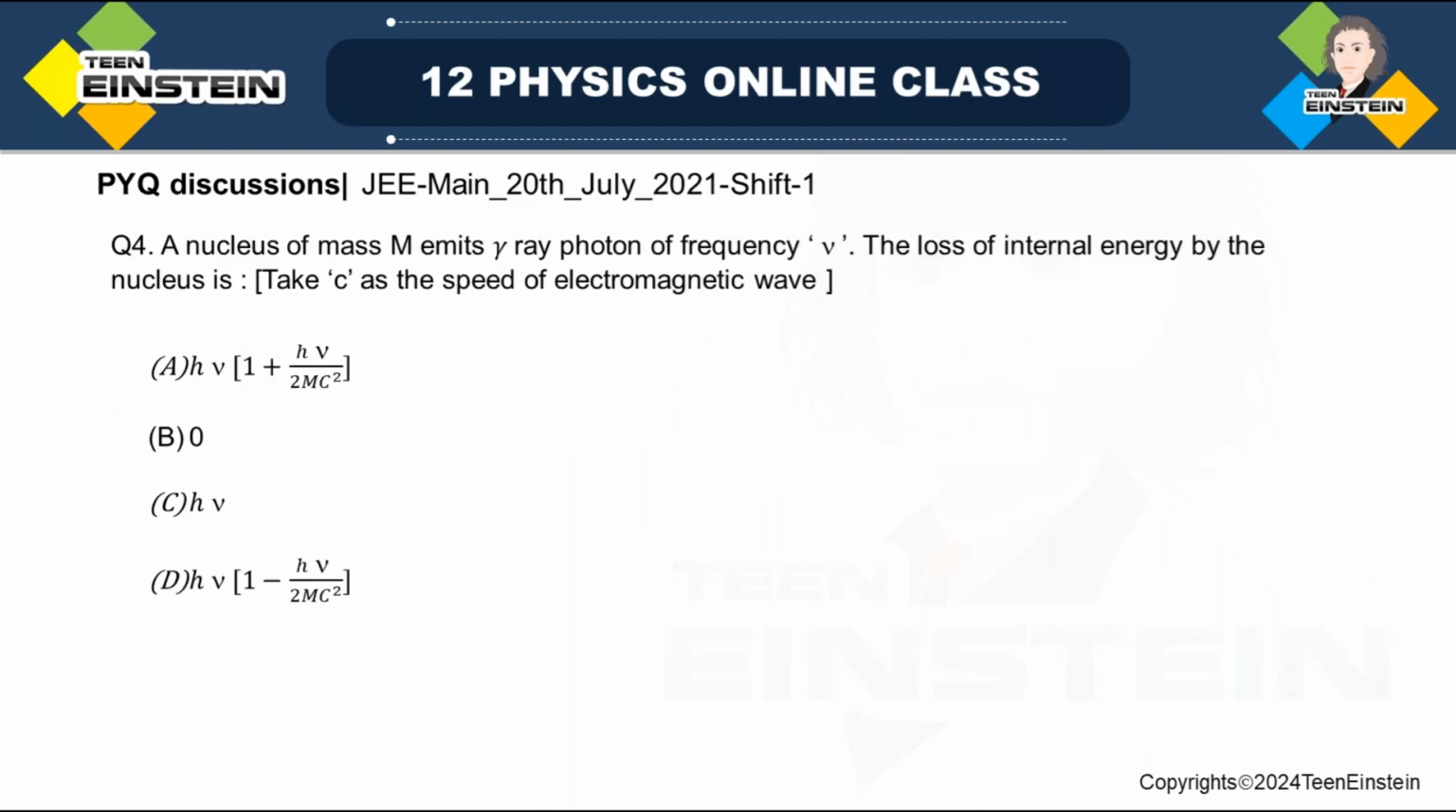Now let us take this question. This is from the nuclei part. The question says a nucleus of mass m emits a gamma ray photon of frequency nu. The loss of the internal energy by the nucleus is, where c is the speed of light, in the options given here. So how to do that?